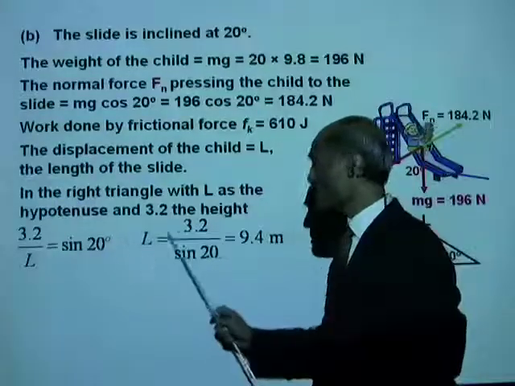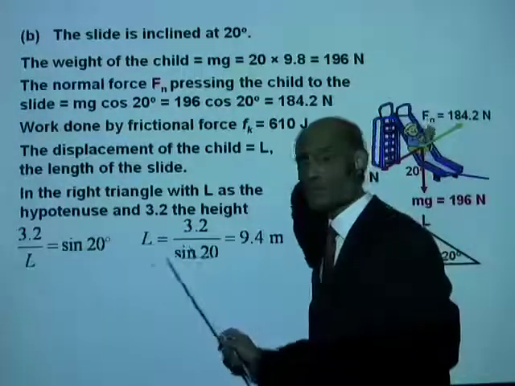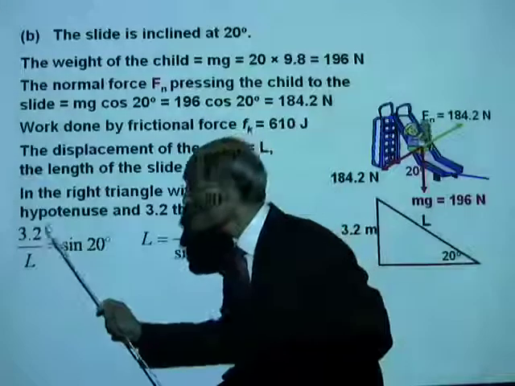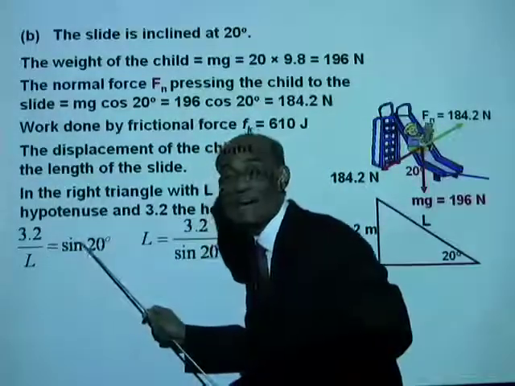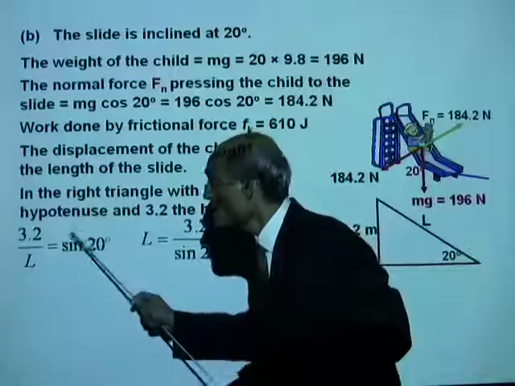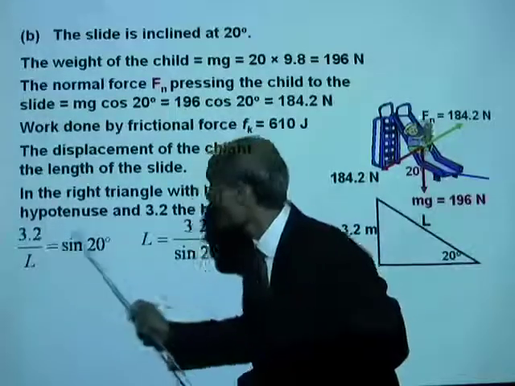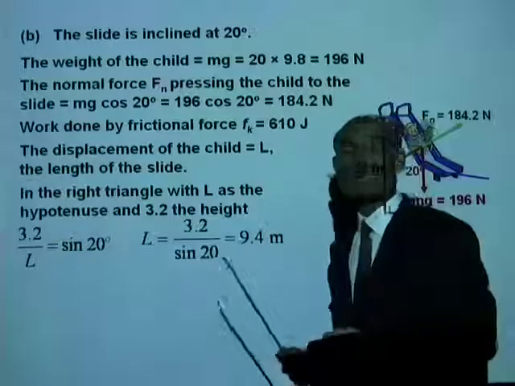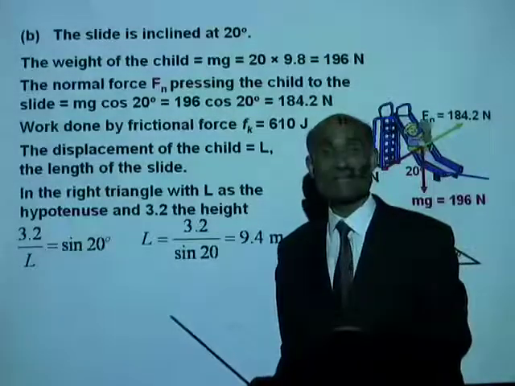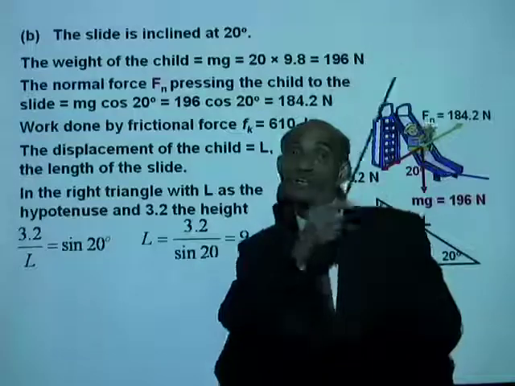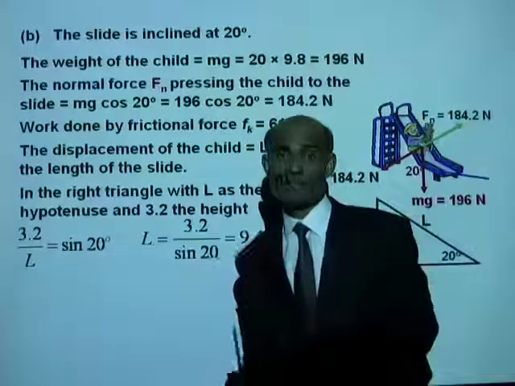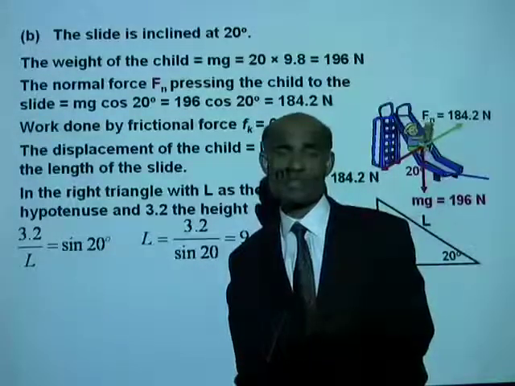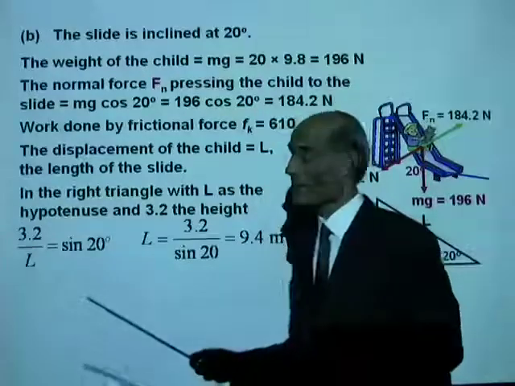I hope that can be understood. 3.2 equals L times sine 20. Therefore, L equals 3.2 divided by sine 20, and that is 9.4 meter. You see, that is a great big slide. I don't think that little child would enjoy that. It's a great big ride.